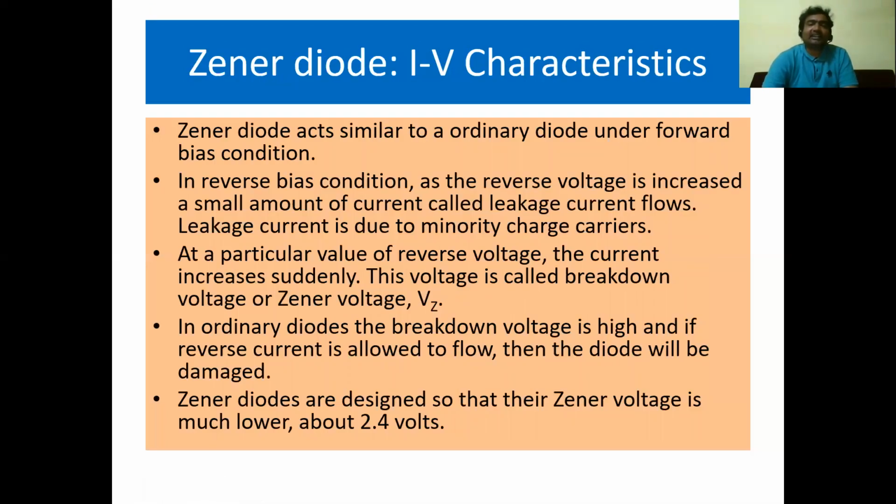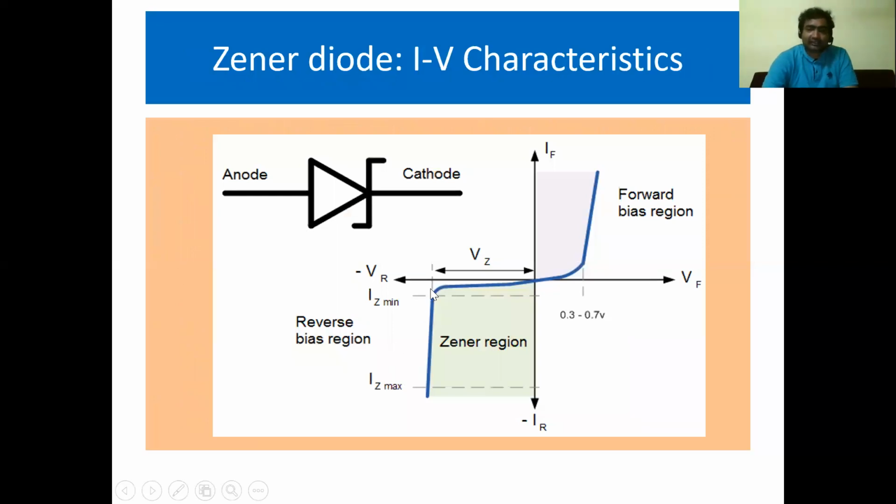In ordinary diodes, the breakdown voltage is high, and if reverse current is allowed to flow, then the diodes will be damaged. So, in order to get this sharp increment in the current in an ordinary PN junction diode, you need to give a large amount of reverse voltage. Even this sharp increment takes place at that particular high reverse voltage. At that situation, the ordinary PN junction diode gets damaged.